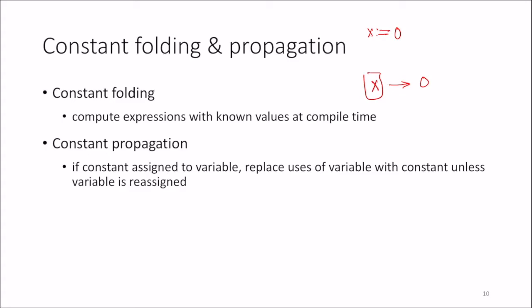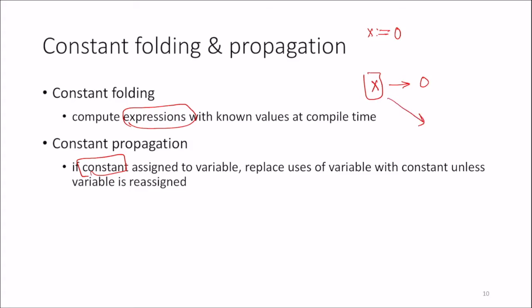Constant propagation is the same idea, where a constant is assigned to a variable. We assign that variable with a constant. And if the expression and a constant are known to have a certain value, we can propagate this value across.